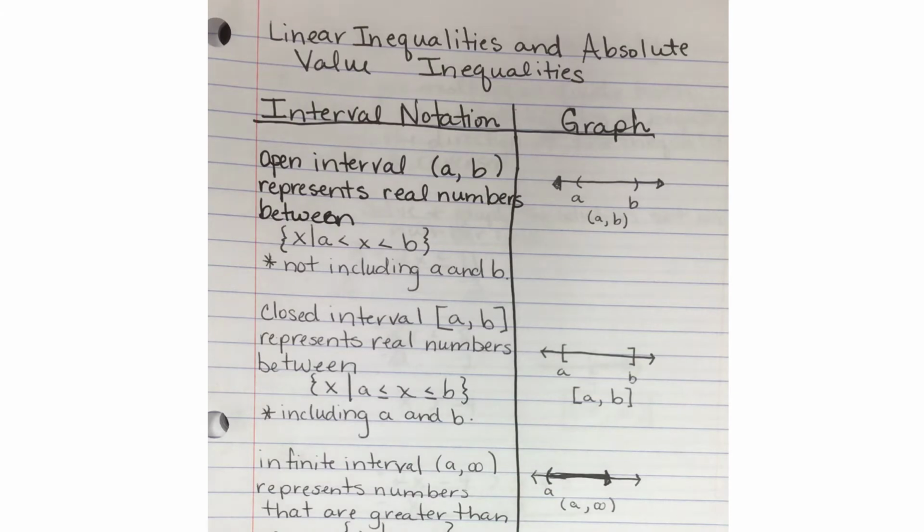So for all x which is less than or equal to B, we will use negative infinity to B and use the bracket. So whenever we use a bracket, we have a greater than or equal to or a less than or equal to sign. And whenever we use parentheses, we're using greater than or less than.